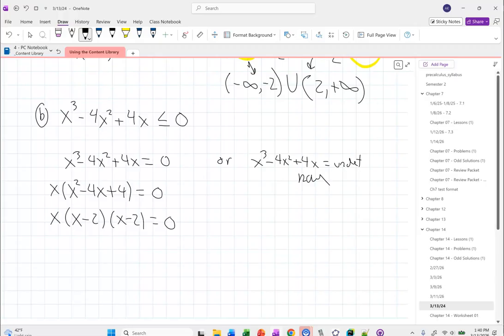Okay, everybody happy with it? We factored this completely. What are the solutions then? Negative 2 and 2? Negative 2 and negative 2? Definitely not negative 2. 2. 0, right?